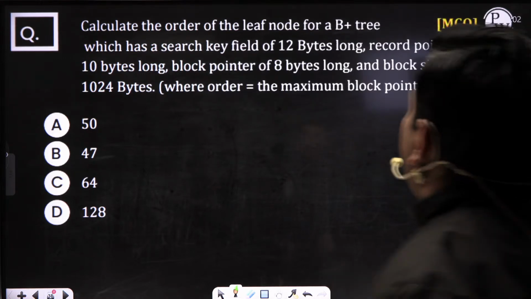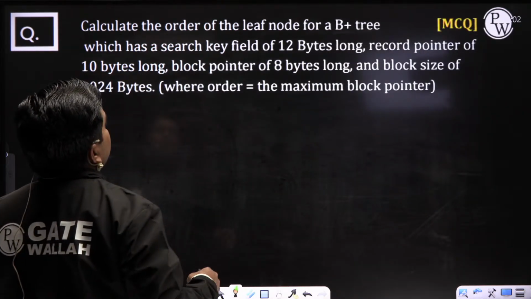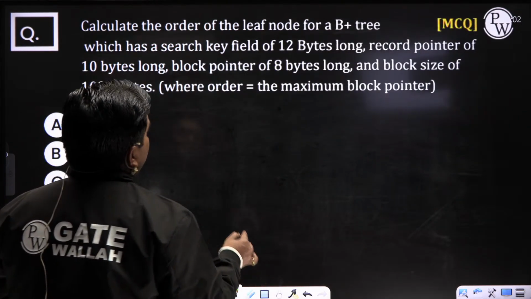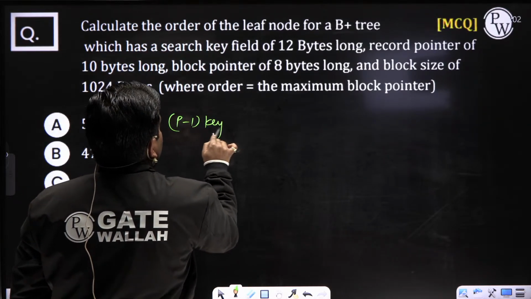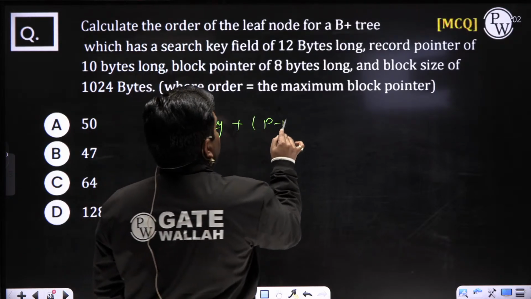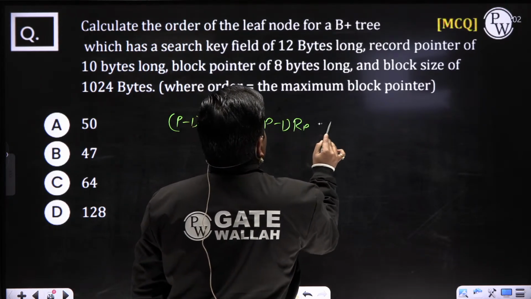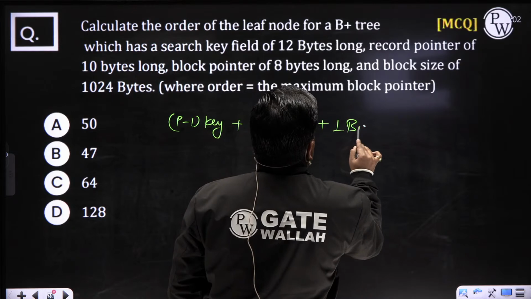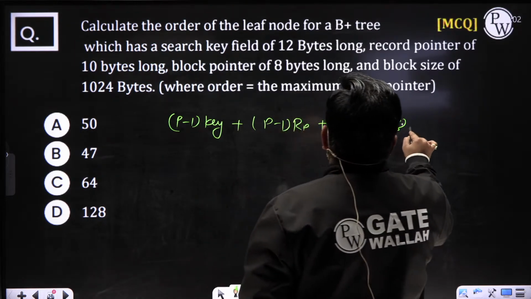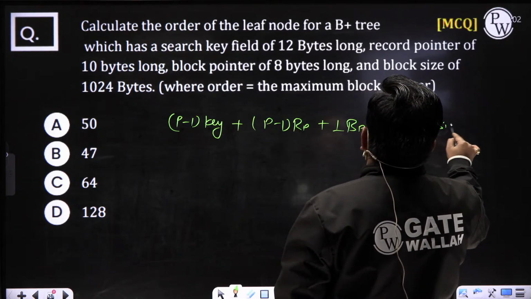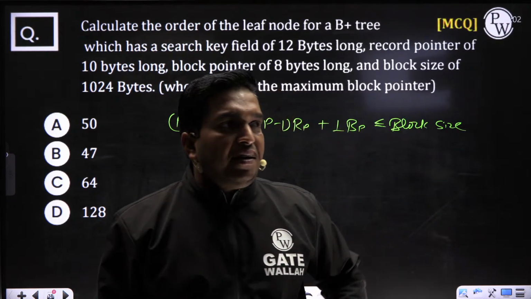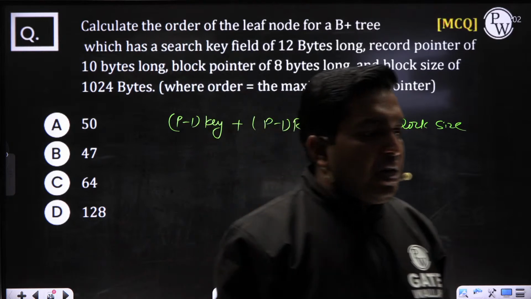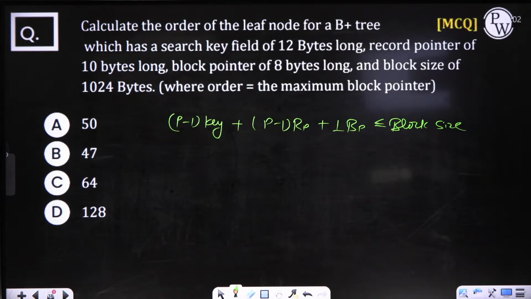You know, beta, what? The order of a leaf node. In a leaf node, what happens? P minus 1 keys, P minus 1 record pointers and only one block pointer, less than or equal to the block size. Now put in the values and tell me the answer. Tell me the answer for this one, beta. You do this one, everyone. Do it.